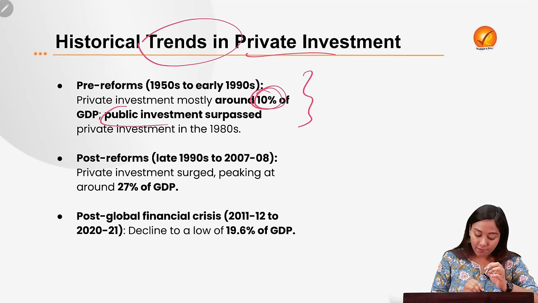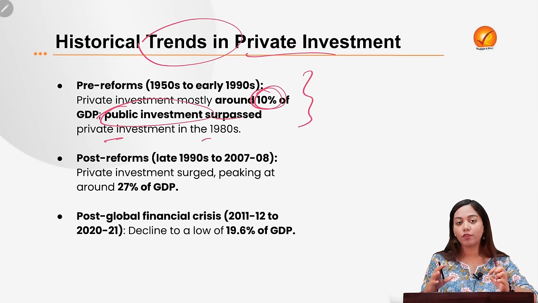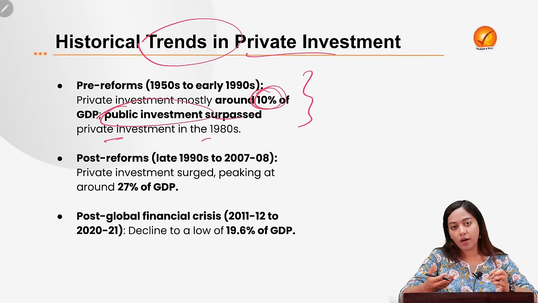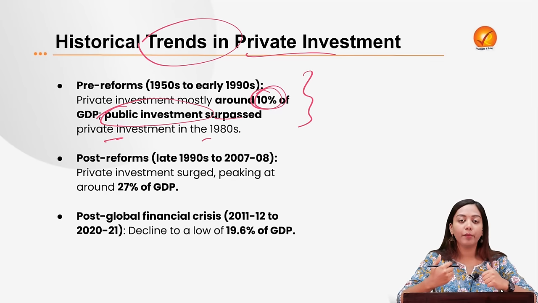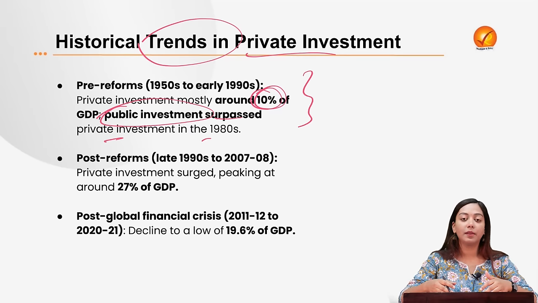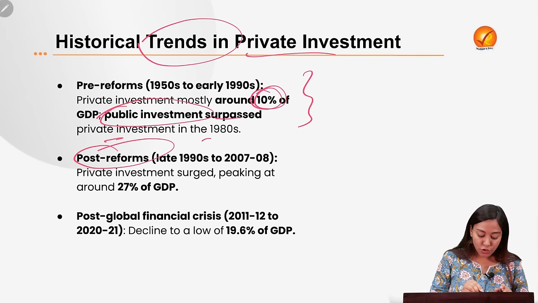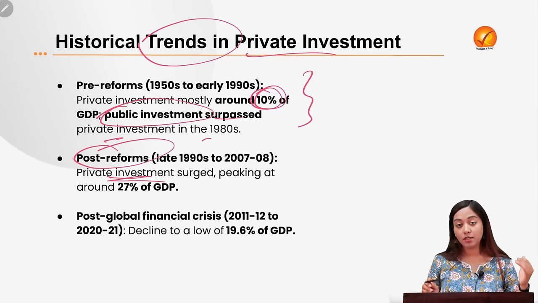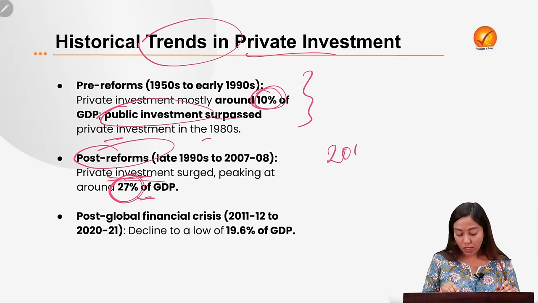And public investment largely surpassed private investment in the 1980s. Of course, it led to a fall in the overall growth prospects of our economy. Our economic growth rate was very, very low because the government alone cannot bear the entire burden. So then the Indian economy opened its gates to liberalization, privatization and globalization reforms, which happened in 1991. After those reforms, there was a shoot up in private investment, which surged, peaking at 27% of the GDP. In fact, by 2001, it was reported that this reached more than 30%.